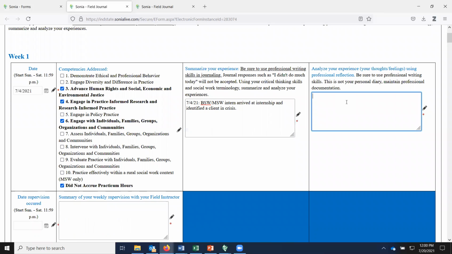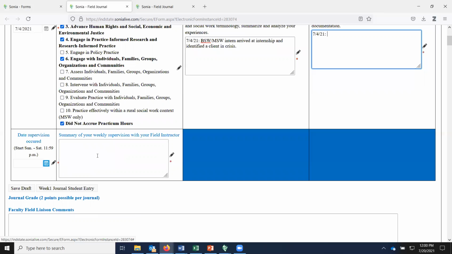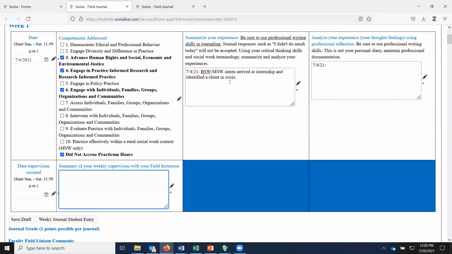So we do our analysis for 7/4/21. We did not have supervision here today, so we can just leave this alone and save it as a draft. So Monday, I come in, I do my journaling, and I do my analysis and all that. I just save it. Then Wednesday, I'm going to come back in, and that's when I will add 7/6, and I will journal for today as July 6th, and do the same thing over here.